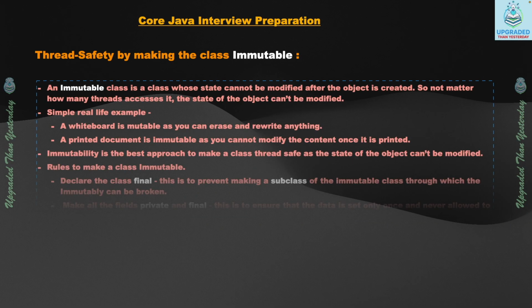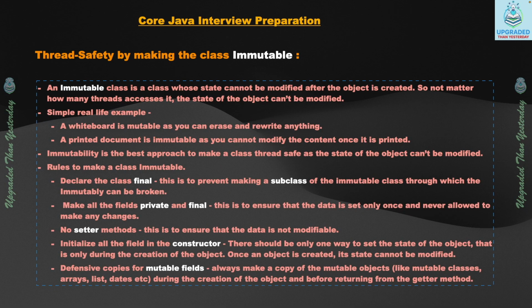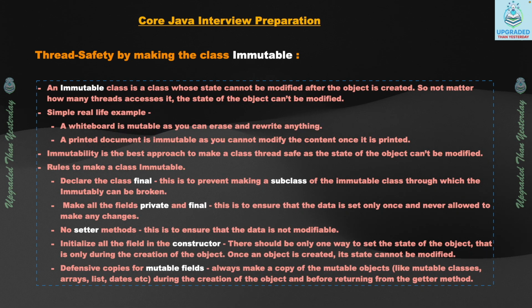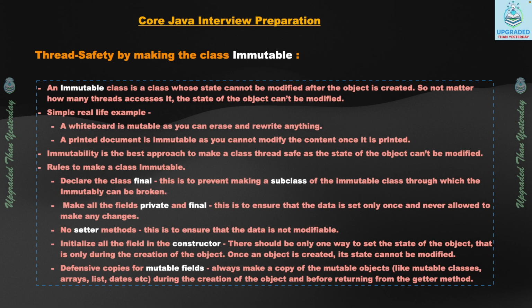Thread safety by making the class immutable. An immutable class is a class whose state cannot be modified after the object is created. So no matter how many threads access it, the state of the object cannot be modified and hence it becomes the best choice for multi-threaded environment as it provides thread safety without using any locking mechanism.